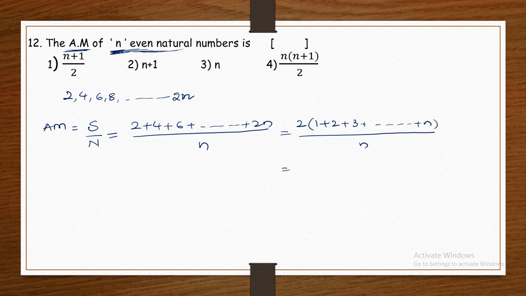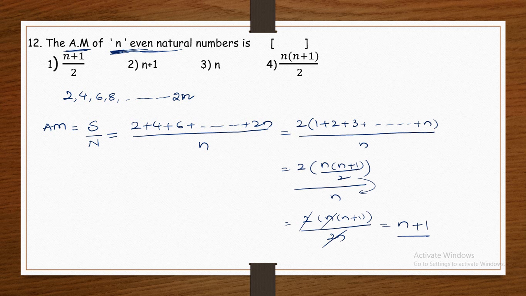Now clearly 1 plus 2 plus 3 and so on up to n is nothing but the sum of first n natural numbers. The formula for the sum of first n natural numbers is n into n plus 1 by 2, divided by n. So this gives me 2 into n plus 1 divided by 2n, where this 2 comes to the denominator. So 2 into n gets cancelled, hence the answer is n plus 1. So the arithmetic mean of first n even natural numbers is n plus 1, hence the answer is option 2.